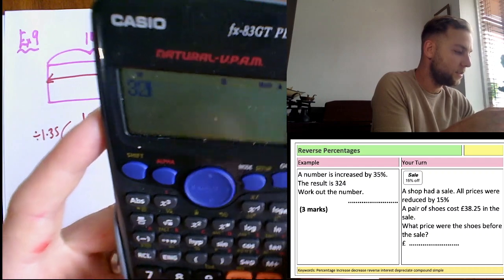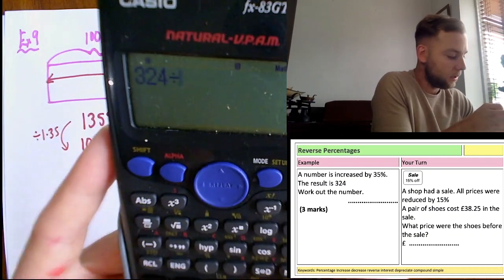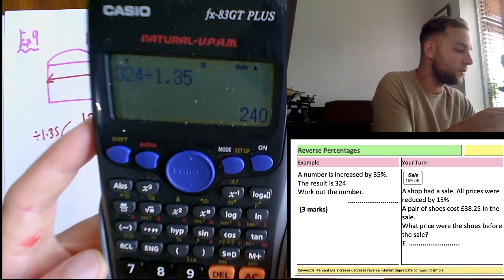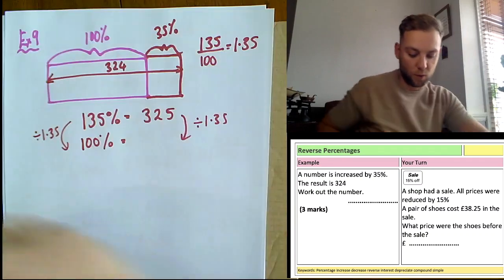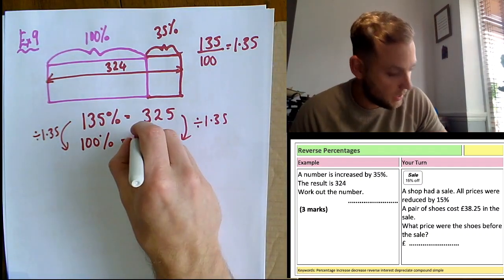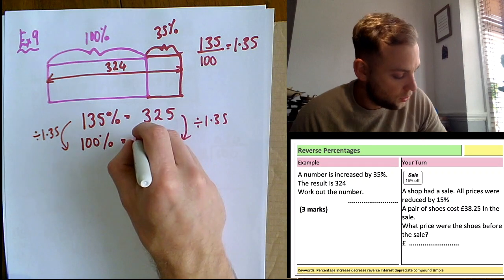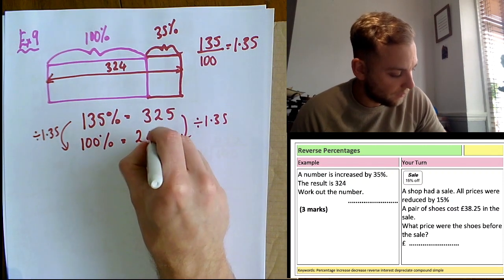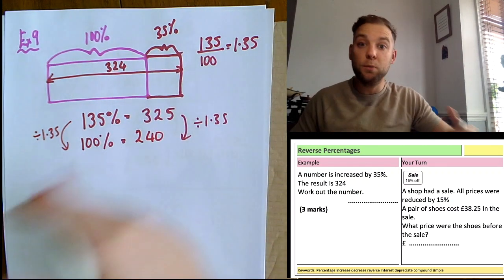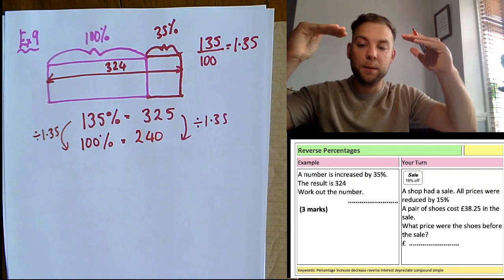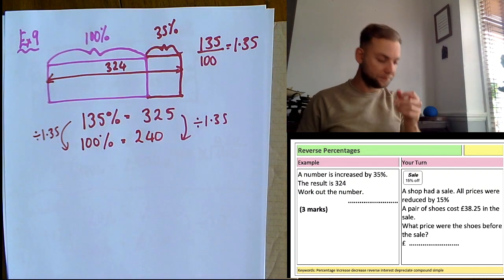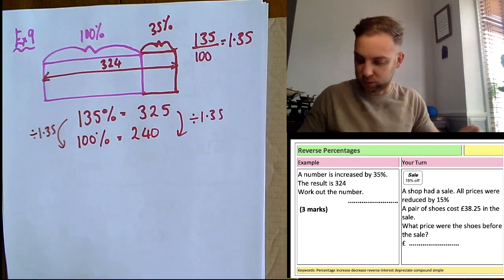324 divided by 1.35 is equal to 240. So this one here was 240. And notice how much quicker that is. I just find out my multiplier and then divide by it, okay? So that there was example 9.